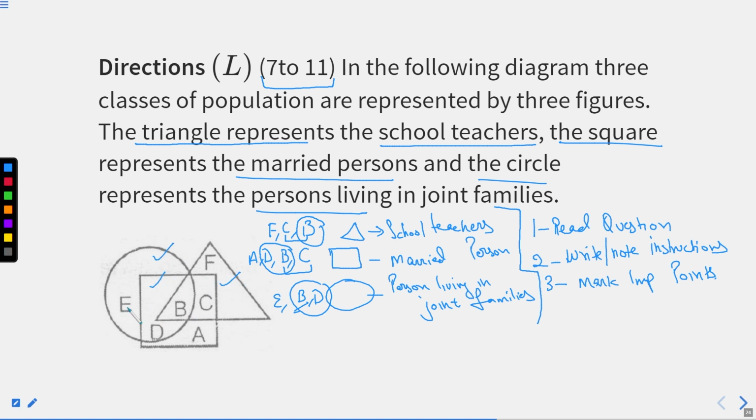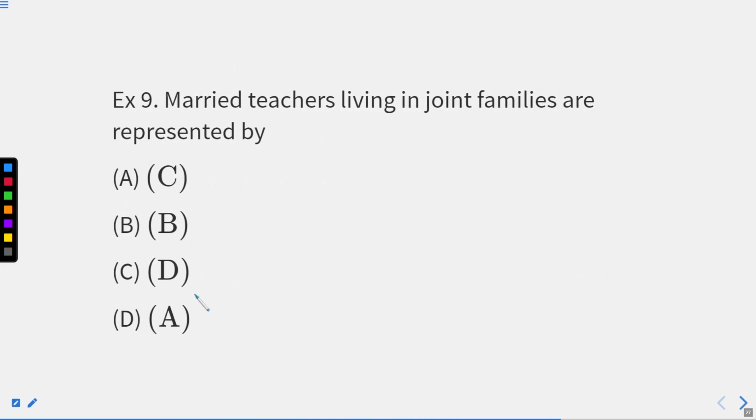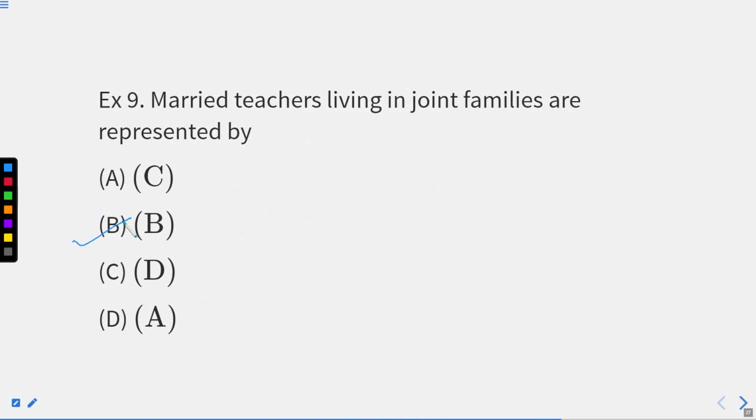We know that E is not, right? D is not present in triangle, A is not present in circle, C is not present in circle, F is not present, only B is there, right? So for this, only B is the person who is married, teacher, living in a joint family. I hope this part is also clear, right?